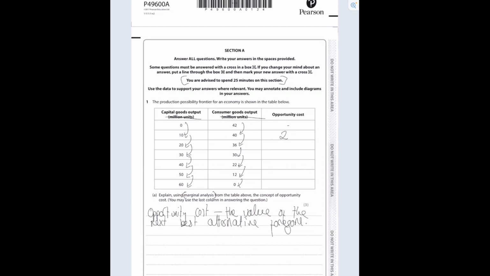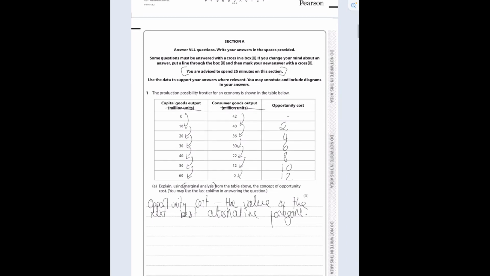The next one from 10 to 20 goes from 40 to 36, so I'm giving up 4. The next one going from 20 to 30, 36 to 30, I'm giving up 6. Then I go up to 40 and I give up 8. Then I go to 50 and I give up 10. Then I go to 60 and I give up 12. And you can see that there's a pattern there. I assume they would give you marks for filling out the opportunity cost. In fact, I know they would, which is why they leave it blank for you to fill in. So I've got 2 marks so far.